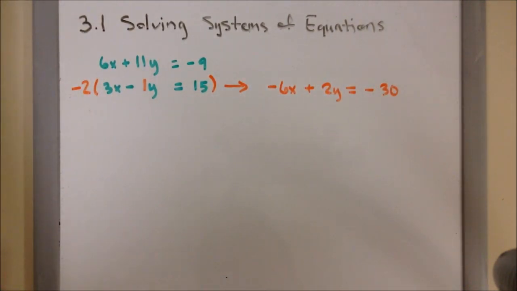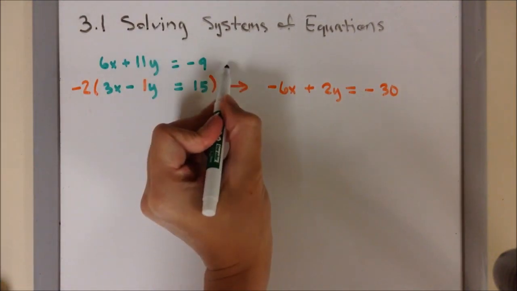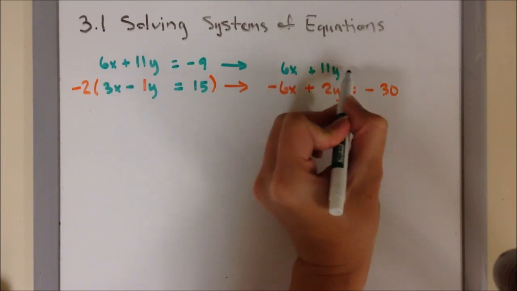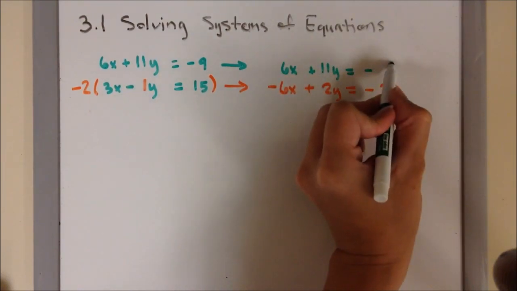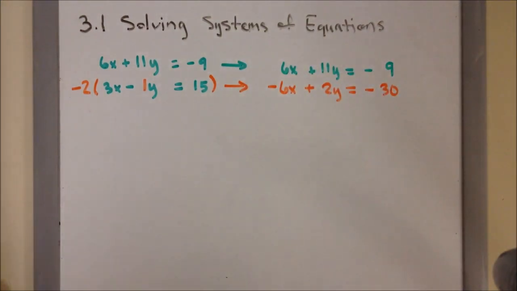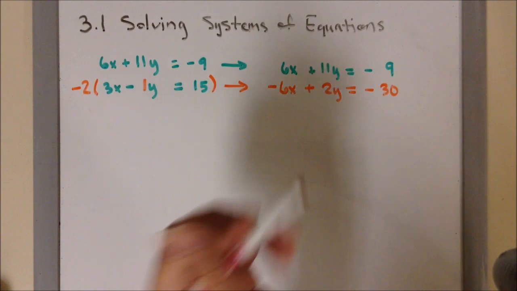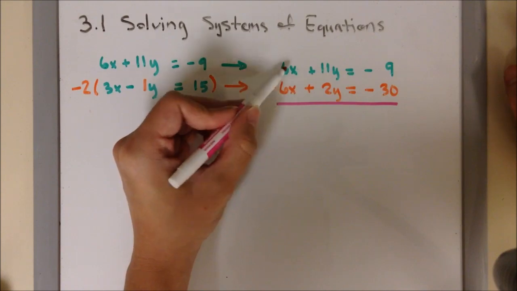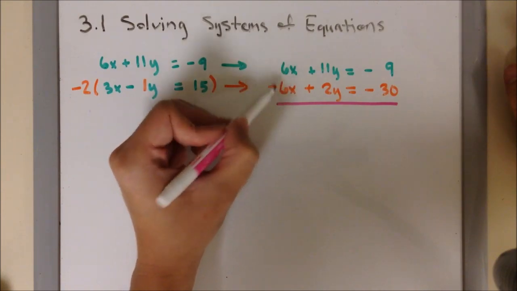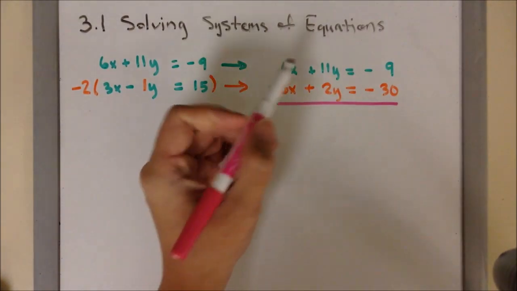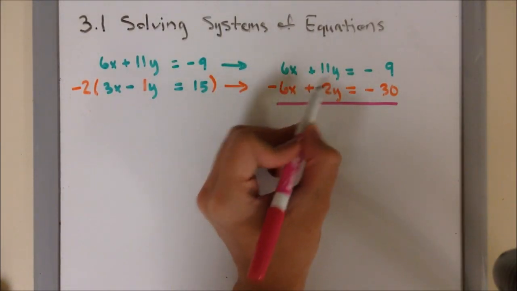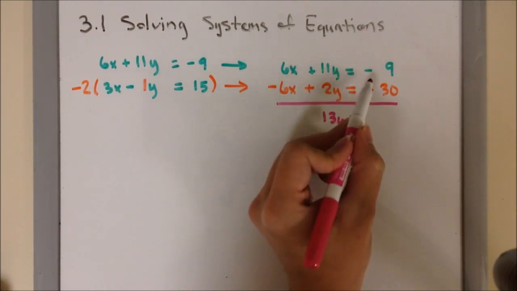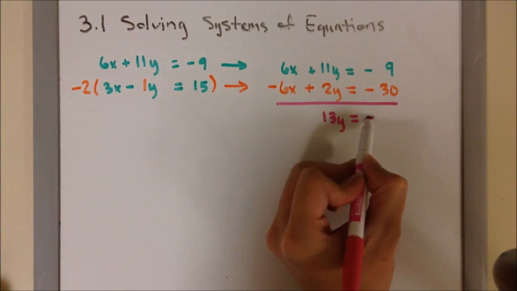Now I bring back the original first equation. So 6x plus 11y equal negative 9. Alright, I'm going to combine the two equations. Now you notice how my 6x and negative 6x, same coefficient, opposite sign. The x's will cancel, which is good. So now we're going to combine the y's. Positive 11y plus 2y, that's going to become 13y equal negative 9 minus 30 will be negative 39.